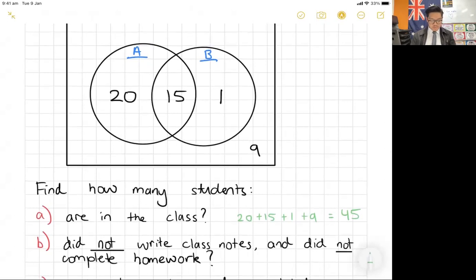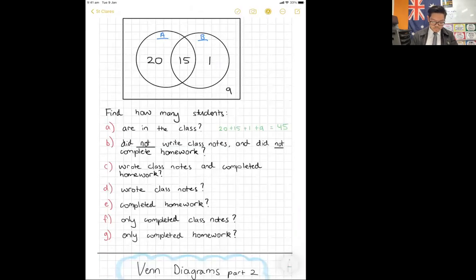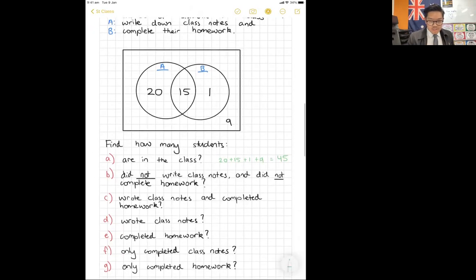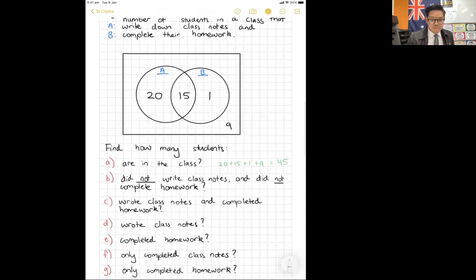Now I'm just going to turn it this way so we can see this as we go. Okay, if we continue on, we want to find how many students did not write class notes and did not complete homework. If we look here, the ones who didn't do either can't be in circle A, because those wrote down their notes, and B is who completed their homework. Who didn't do either would have to be the people on the outside, and we can see that there are 9 students. So that would be 9.